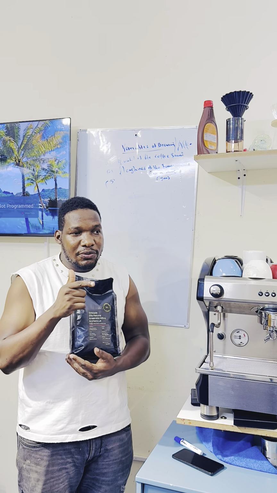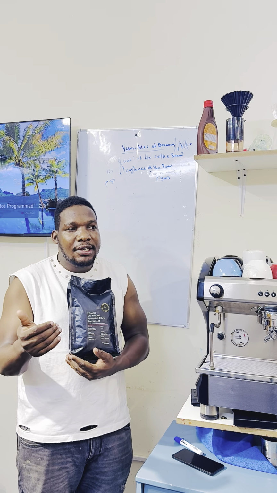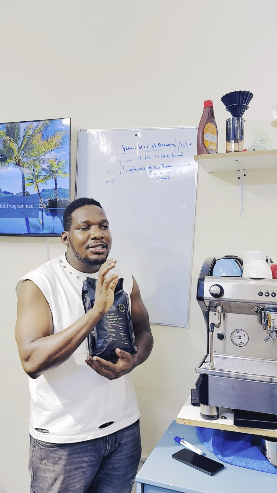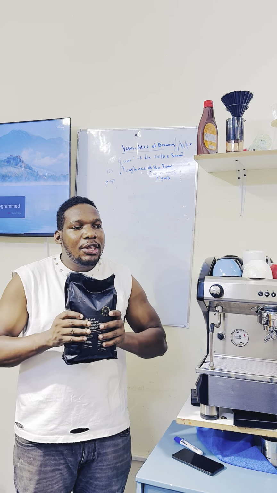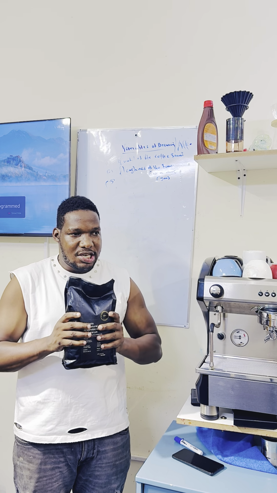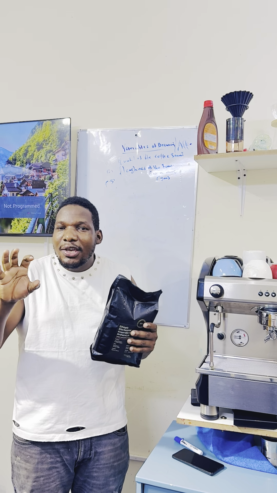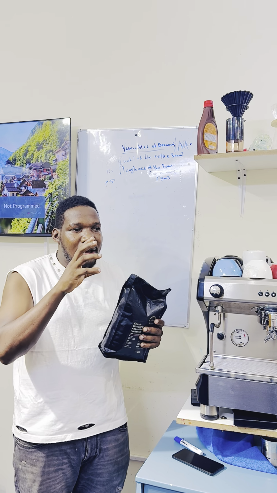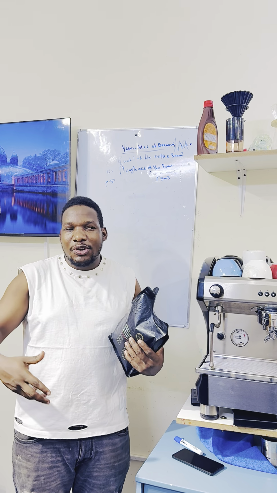If we cover the processes, we have natural, we have washed, and we have honey. Honeys tend to have what we call exceptional sweetness and a heavier body, because we dry them with all their natural sugars in. We just harvest and dry them as we got them from the coffee farm. For the washed, we peel off the outer layers, then we dry.